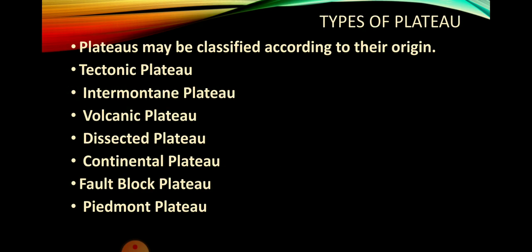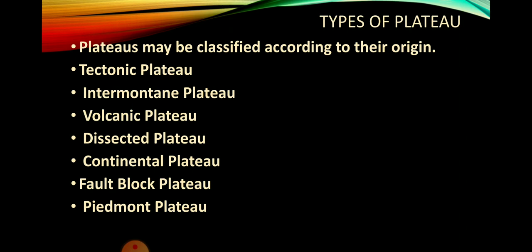Now we'll see what the different types of plateaus are. Plateaus are categorized according to their origin, how they originated. We have seven classifications: tectonic plateau, intermontane plateau, volcanic plateau, dissected plateau, continental plateau, fault block plateau, and Piedmont plateau. These are the seven different types of plateau. So once again: tectonic, intermontane, volcanic, dissected, continental, fault block, and Piedmont.